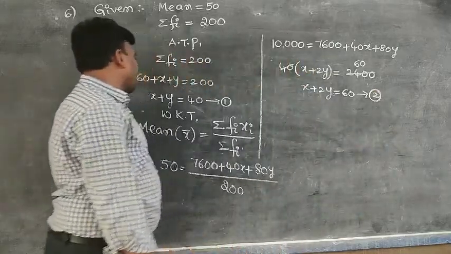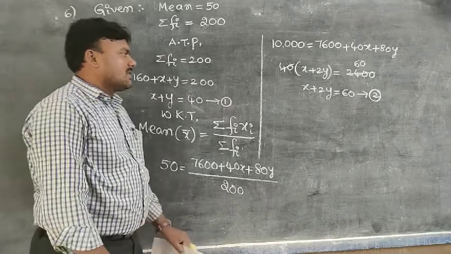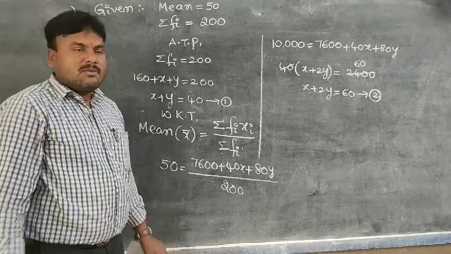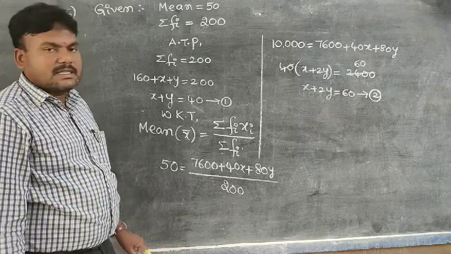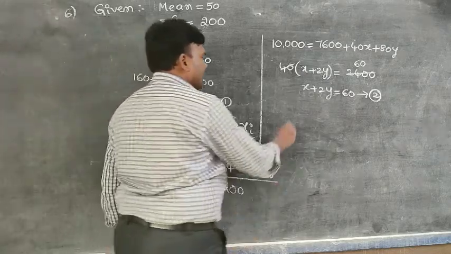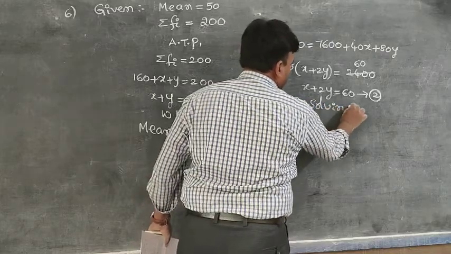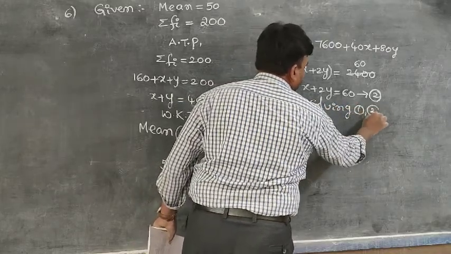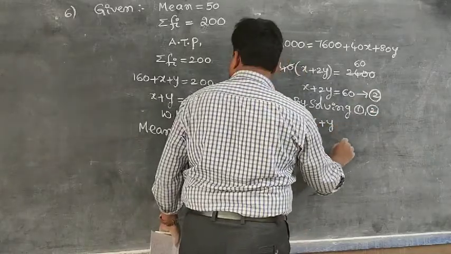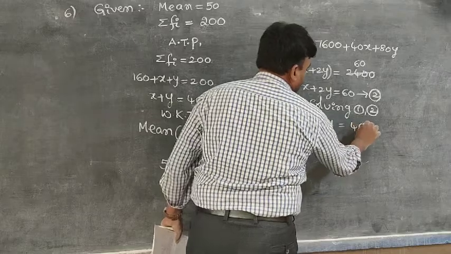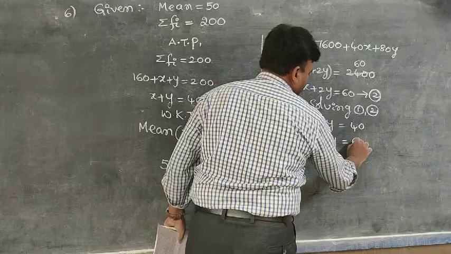From the first equation x plus y equal to 40, second equation x plus 2y equal to 60. Both are linear equations. By using elimination method or substitution method, anyone can get x and y values easily. So by solving 1 comma 2, first equation x plus y equal to 40, and second equation x plus 2y equal to 60.